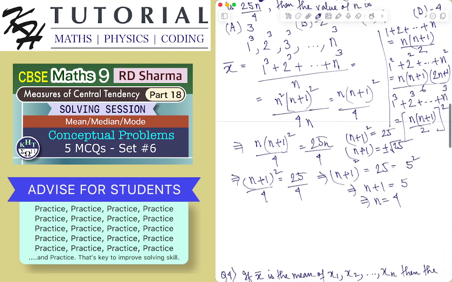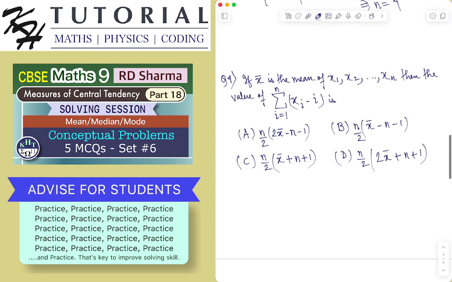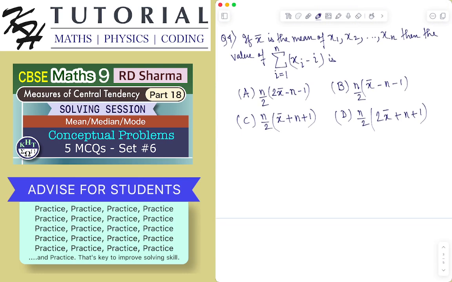Let's see the next problem. Question number 4. If x bar is the mean of x1, x2 up to xn, then the value of the summation of xi minus i, where i is ranging from 1 to n.